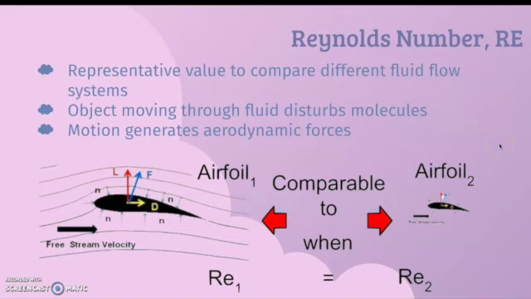So now let's take a look at the Reynolds number, or Re. The Reynolds number is a representative value to compare different fluid flow systems. An object moving through a fluid disturbs molecules, and that motion generates aerodynamic forces.